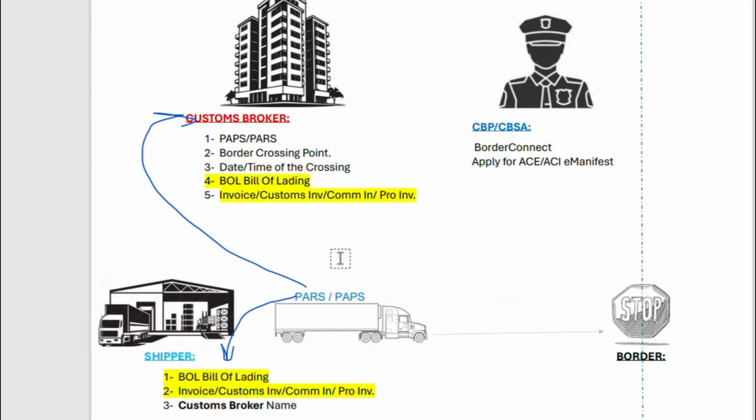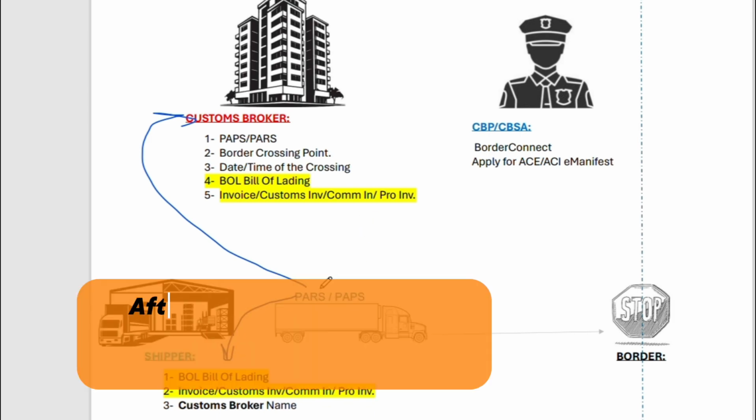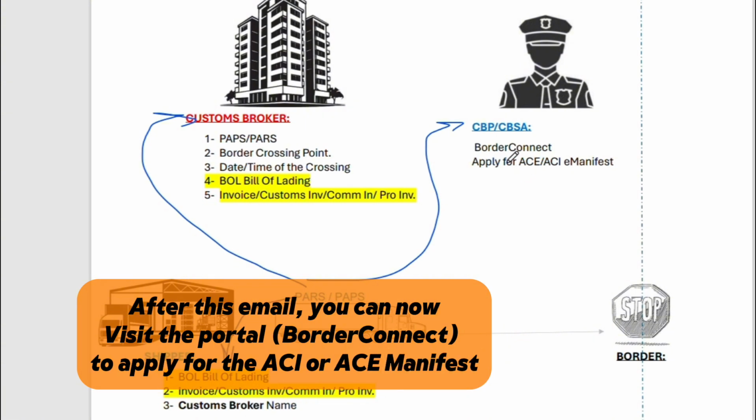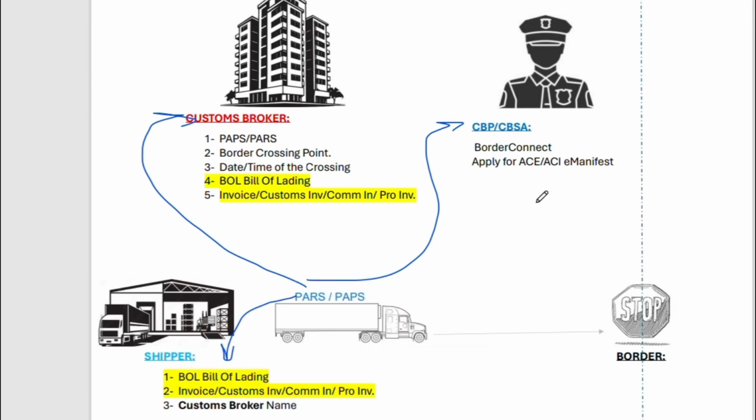Then after sending the email, we can start working on the CBP or CBSA portal, which in our case is Border Connect, and this is how we can apply for the ACI, ACE eManifest and get the printout of the ACI, ACE. Later on, we're going to talk about how we can apply on Border Connect. So after sending the documents to the customs broker, we apply and upload all the information here. We wait. Sometimes it's ready within half an hour, sometimes 2 hours, sometimes 1 day. To be honest with you, it depends on the customs brokers.